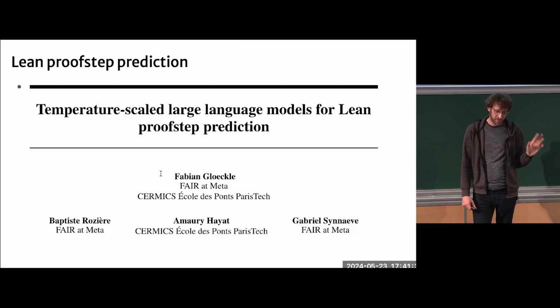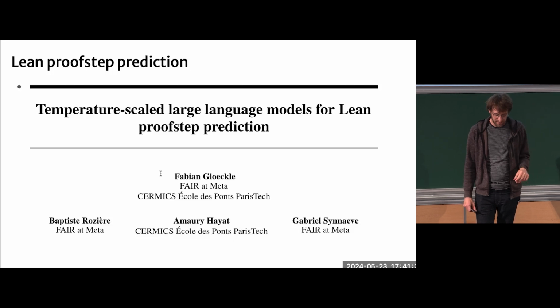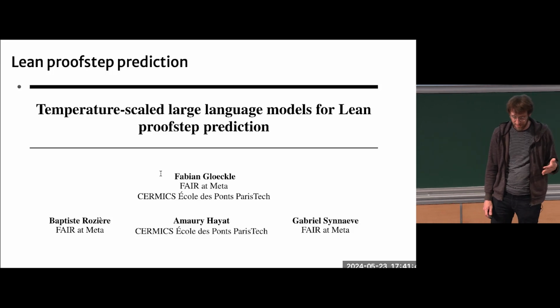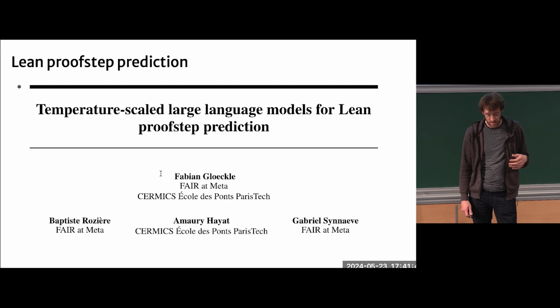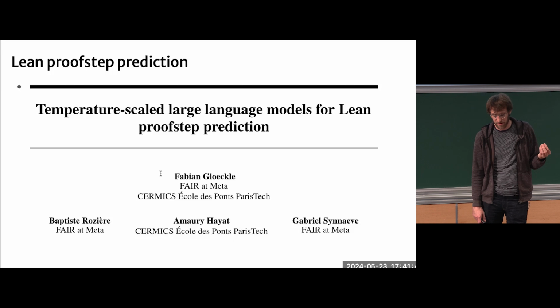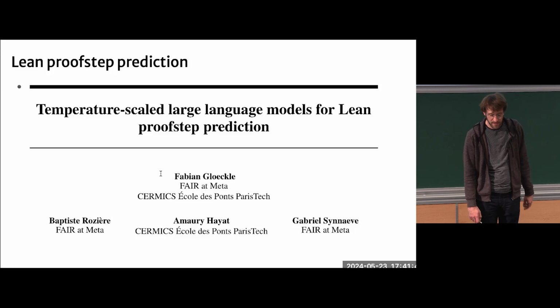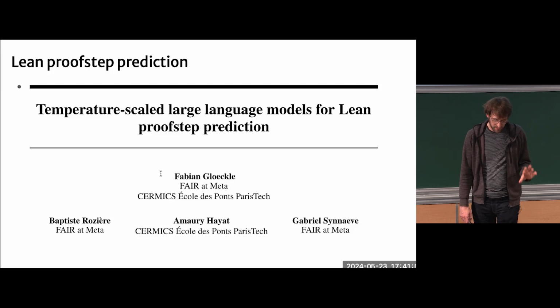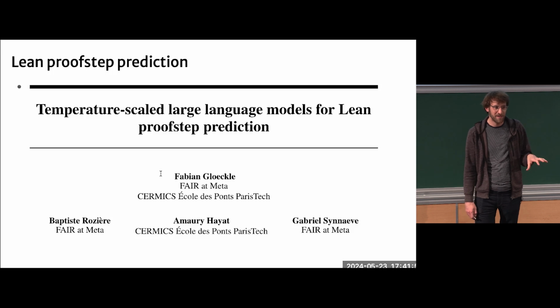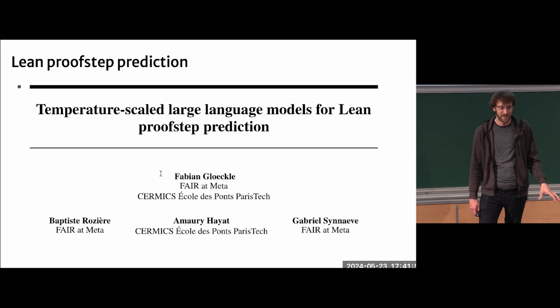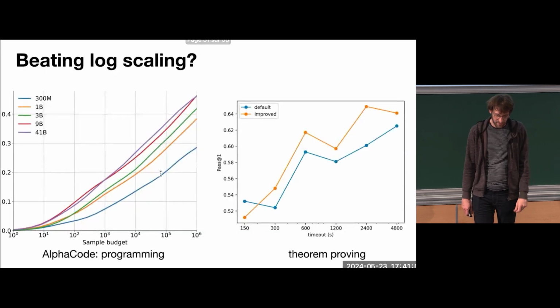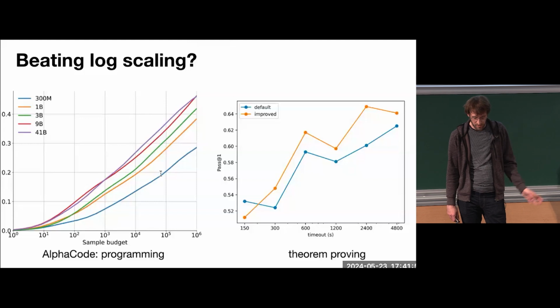So I'm almost done. I'm going to talk a bit about temperature scaling large language models for Lean proofstep prediction, which is how we can also use execution feedback for Lean proving. In this case, it's basically taking CodeLlama and fine-tuning it on Lean proofs and seeing how we can improve proofs.